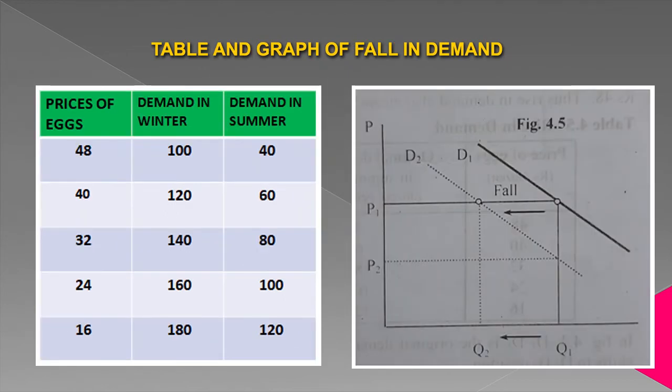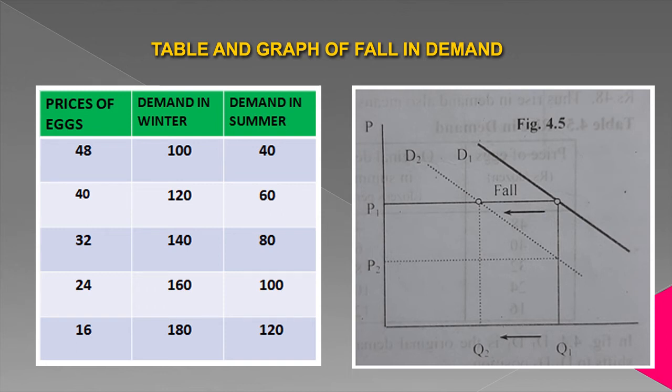Table and graph of fall in demand. In the table you can see prices are given: 48, 40, 32, 24, 16. Demand in winters is given: 100, 120, 140, 160, 180. Now you can see price remains the same. Season changes, and in summers demand decreases. This decrease in demand is known as fall in demand. We can show this fall in a table also, in a graph also.